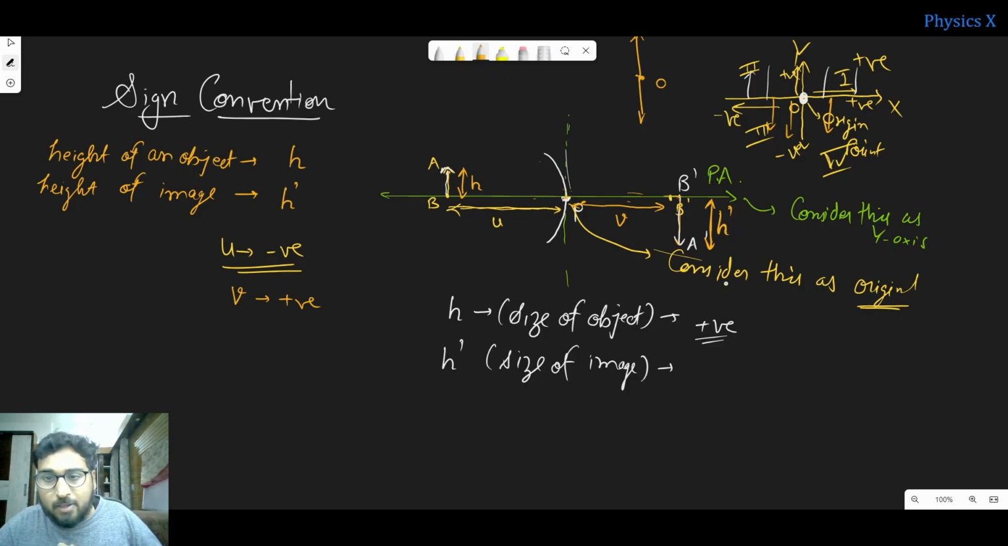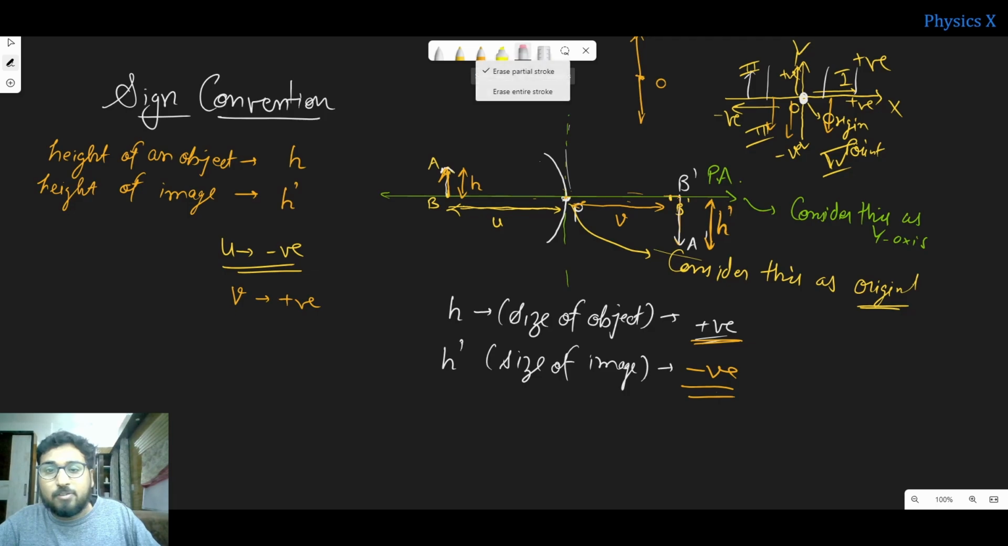What has it become? This h is now negative. This is the meaning of sign convention, right? Understood? Any distance you can take now. Suppose this is a distance AB: u is negative here, but h is positive. Here v is positive, but h is negative. That is how things are going to be.